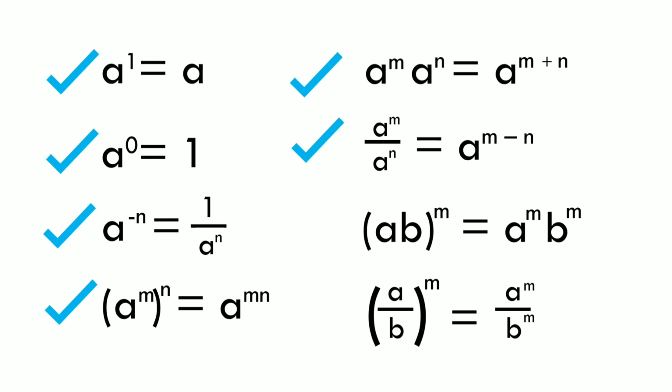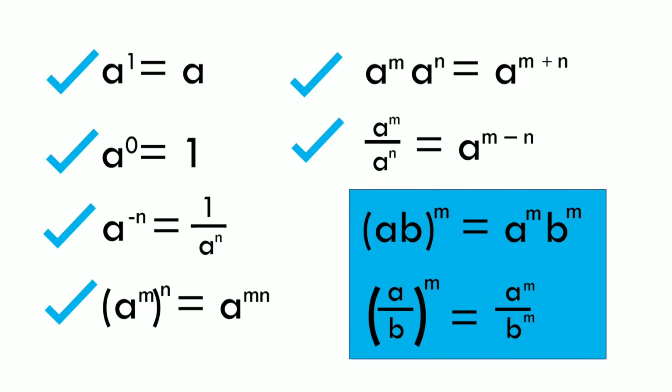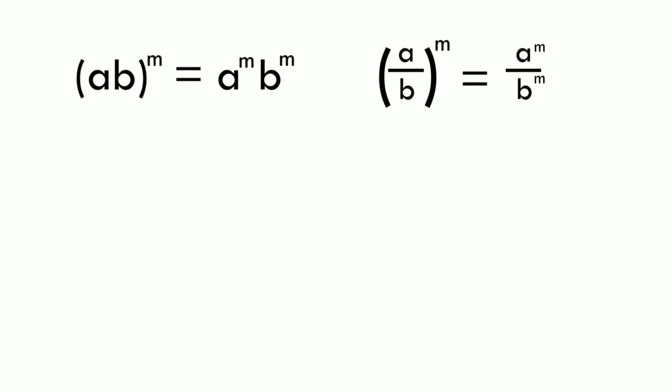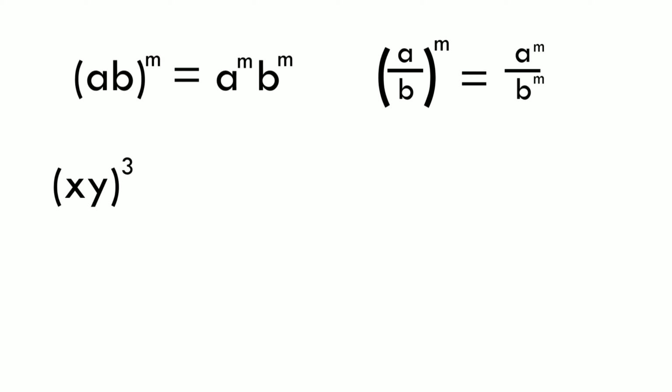Okay, we're almost there. Let's proceed with the last two laws. According to the law, if we have two different variables which is raised by an exponent, then you simply distribute the exponent to each variable. Here's an example. I have x and y, which is raised to the power of 3. If we follow the law, then you simply distribute the exponent to each variable. That's just x raised to the power of 3, y raised to the power of 3.